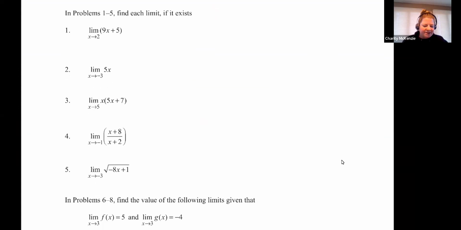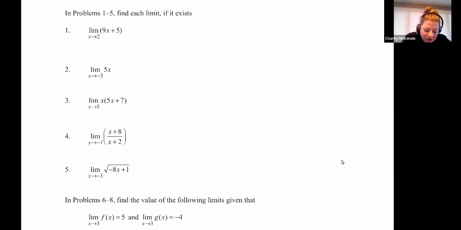So problem 1 here gives us the function 9x plus 5 as x approaches 2. I could look at the graph of this and see what that graph looks like. I'm on my iPad, so I don't think I have Desmos on this right now to show the graph a little bit. But we could graph it over here if we really wanted to.